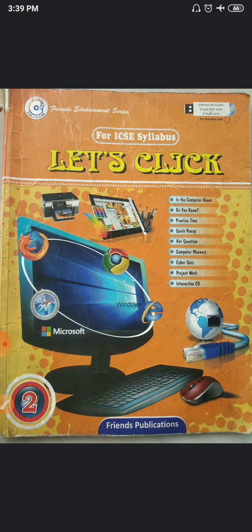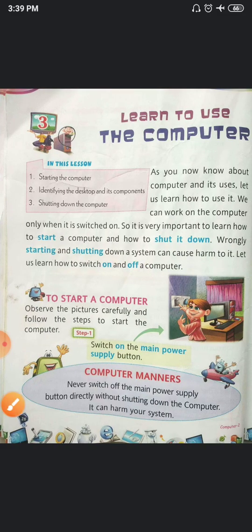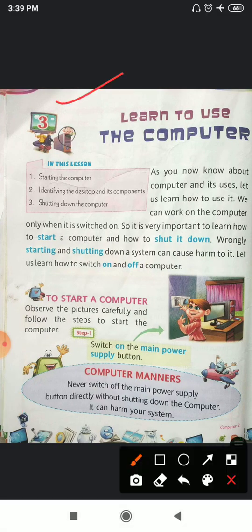All of you please open page number 26. Here it is. So, lesson number 3, and the name of the lesson is Learn to Use the Computer. So, students, in this chapter, what are we going to learn? We are going to learn how to use the computer. Means, what are we going to cover in this chapter? Starting the computer, means I will teach you the steps how to start the computer, and then identifying the desktop and its components. And number 3, shutting down the computer.